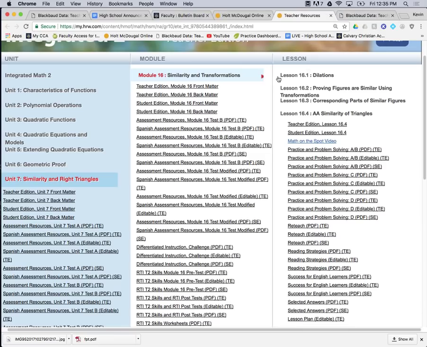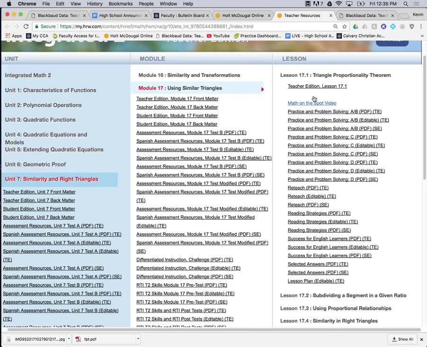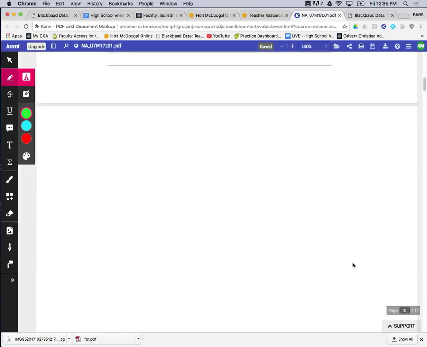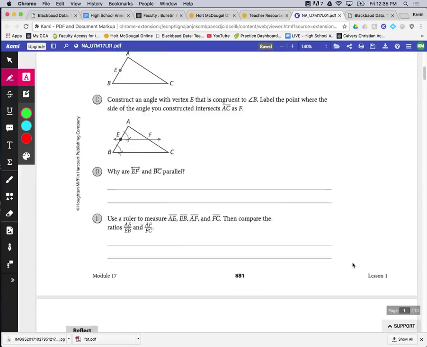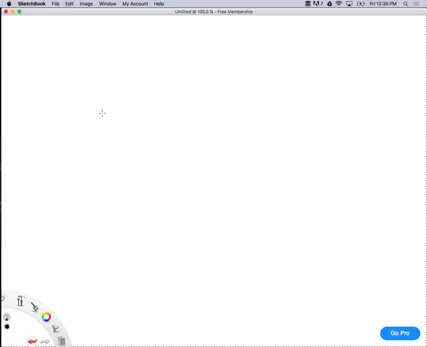Now, moving on. That was module 16. Moving on to module 17. The triangle proportionality theorem. What does the triangle proportionality theorem say? The triangle proportionality theorem says if I've got a triangle and it's intersected with a line that's parallel to one of the sides, then it cuts these sides proportionally. What does that mean?